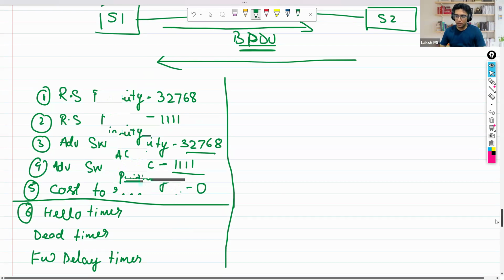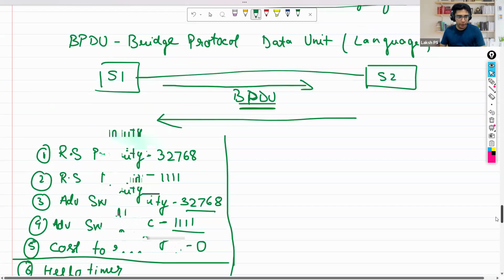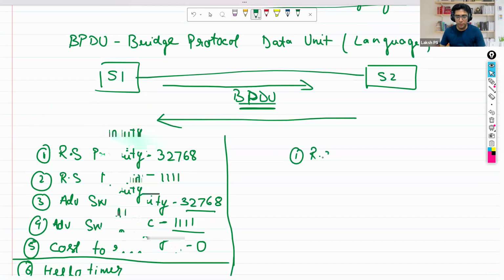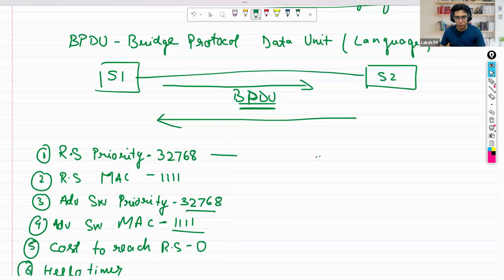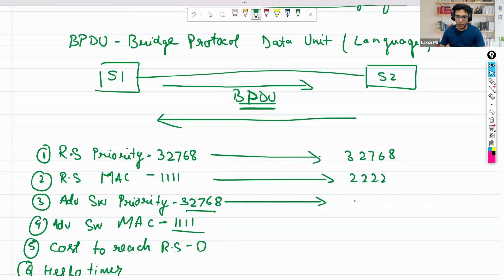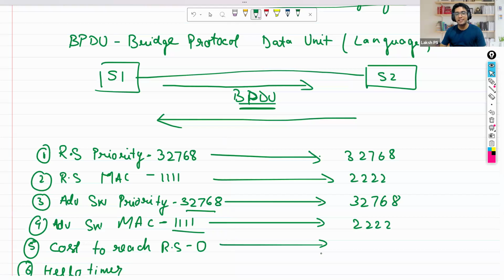Right. Now, switch 2 will also send its own BPDU, correct? So switch 2 will also say root switch's priority is again 32,768. Root switch's MAC address for switch 2 is 2222. Advertising switch's priority, that is 32,768. Advertising switch's MAC address, which is 2222. And cost to reach the root switch. As I said, switch 2 is assuming itself as the root switch.